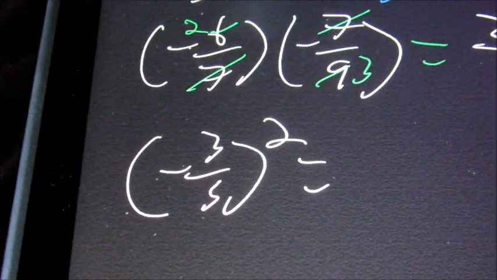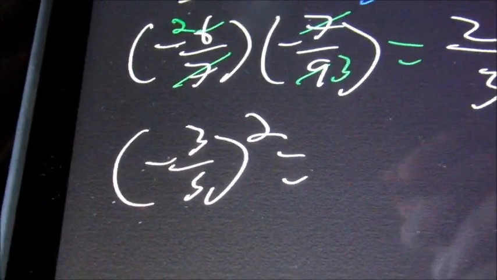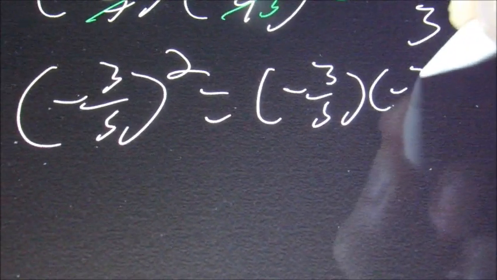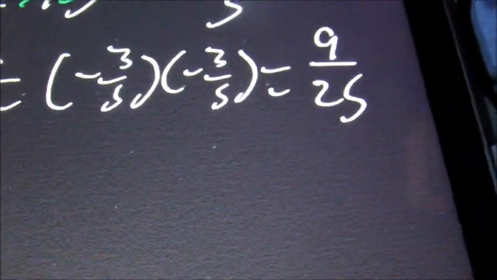Okay, so let's say that we're squaring something. Say we have negative 3 over 5, the whole thing squared. All right, so remember, when we're squaring, we're just multiplying something by itself. So we can do this one of two ways. We can change this to be negative 3 over 5 times negative 3 over 5. Negative times negative is positive. 3 times 3 is 9. 5 times 5 is 25.